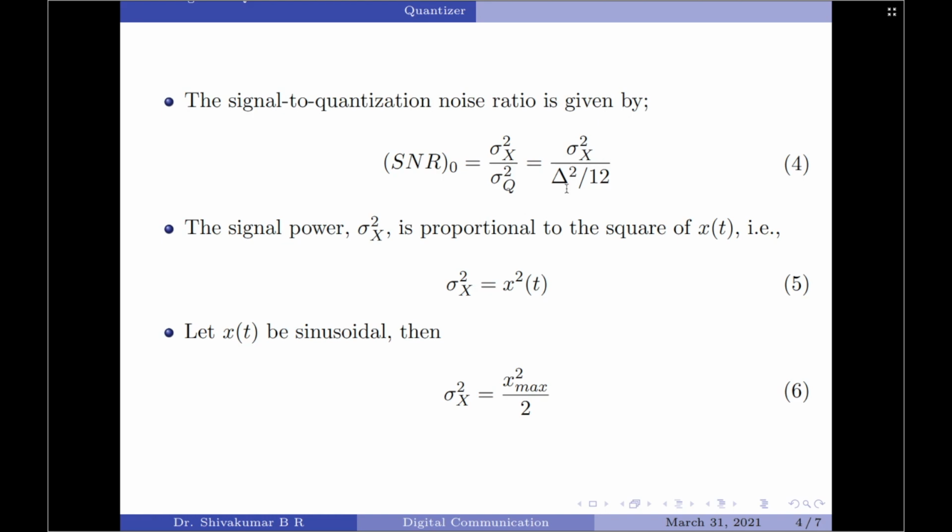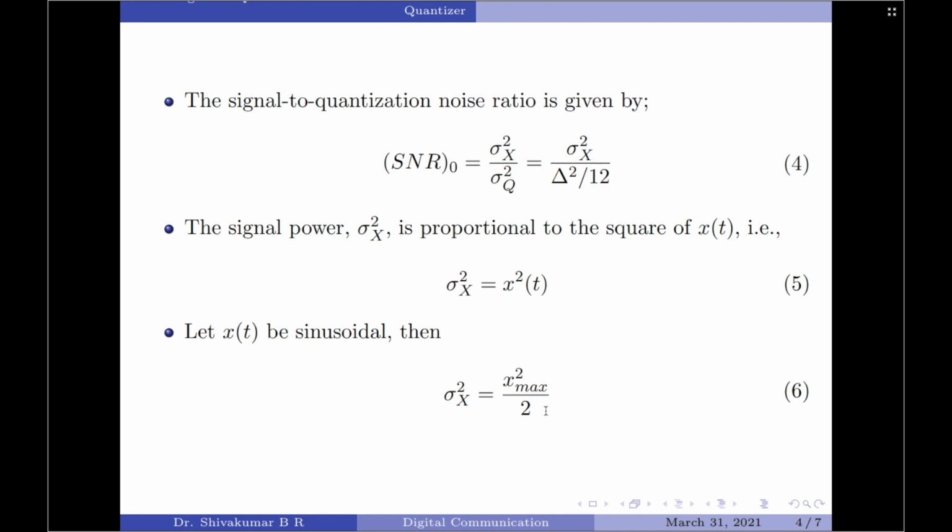Further, we know that the signal power, which is represented by sigma x square, is proportional to the square of the input signal x of t. That is, sigma x square equals x square of t. Now let us assume that x of t is sinusoidal. Then the signal power is written as sigma x square equals x max square divided by 2.